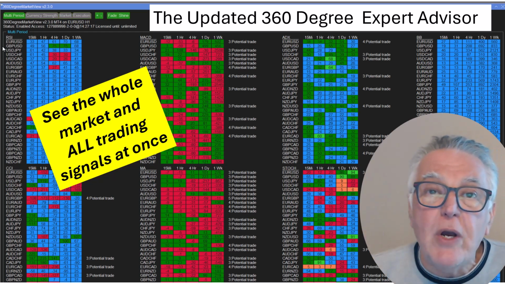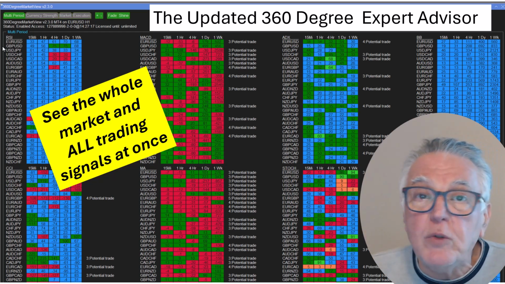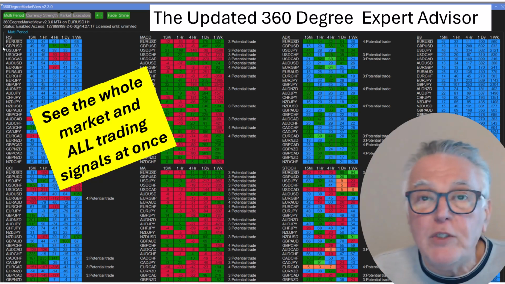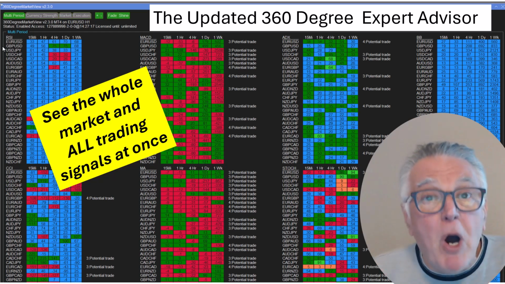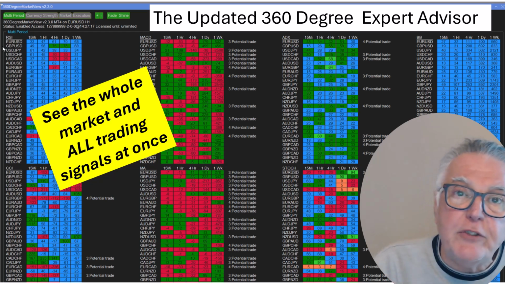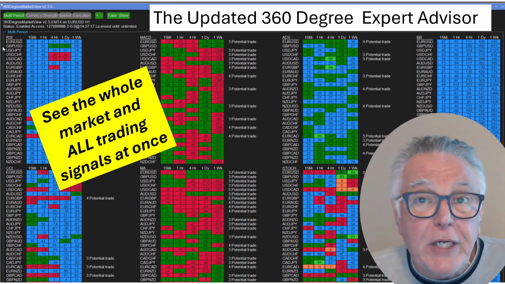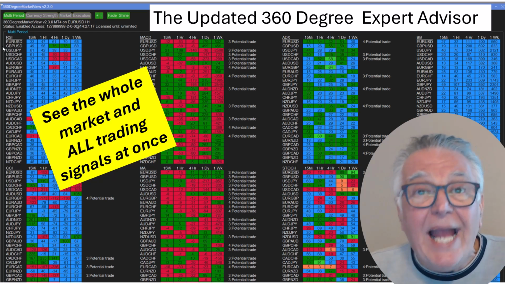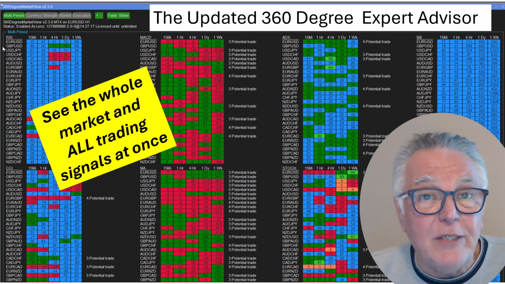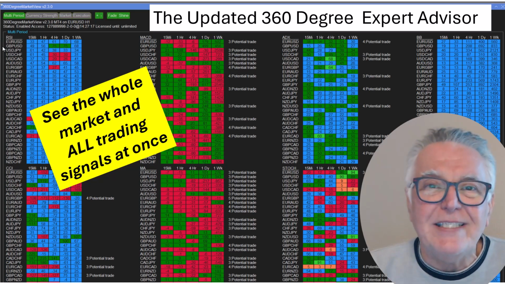You know what's going on, you know which currencies are causing trouble, which ones are trending, which ones are going sideways. Is the market going sideways? Is the market in a trending mode? And so on and so on. And which trading signals are being triggered all the time in the 8 indicators that we use. So let's go and have a look at this tool in action.